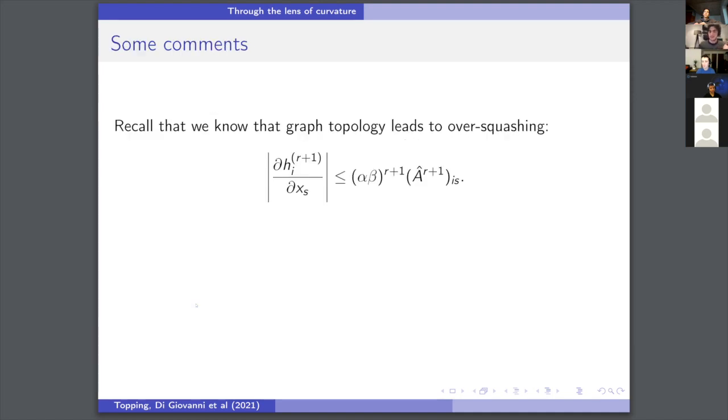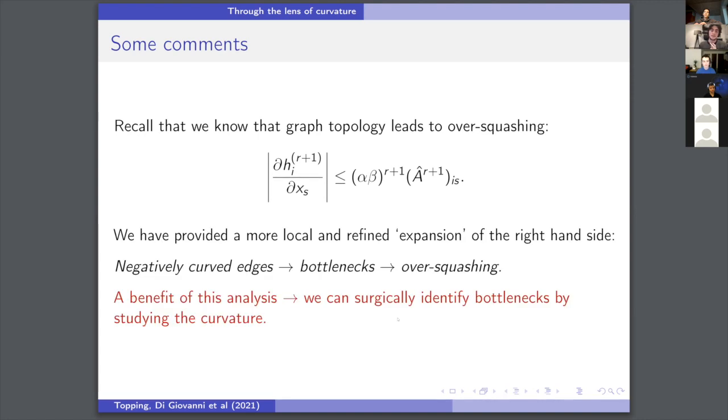So the message then is the following. We knew that the graph topology enters the MPNN and affects how messages are propagated via the Jacobian. We've measured that. But now what we've done is get into a more local and refined expansion of the right-hand side by actually showing which edges are responsible for the oversquashing. And of course, the benefit of this analysis is that we can now identify bottlenecks by studying the curvature.